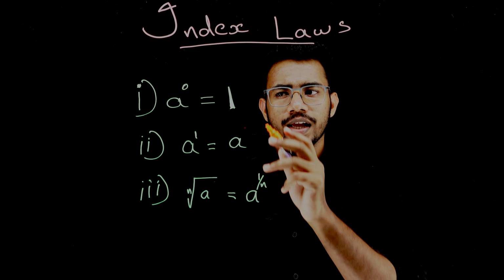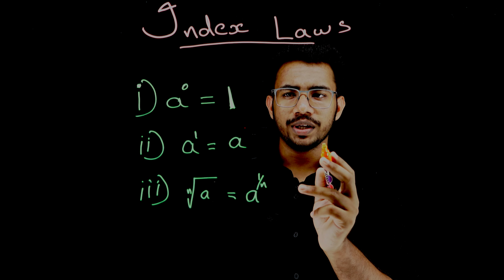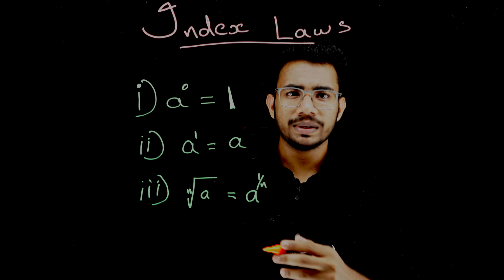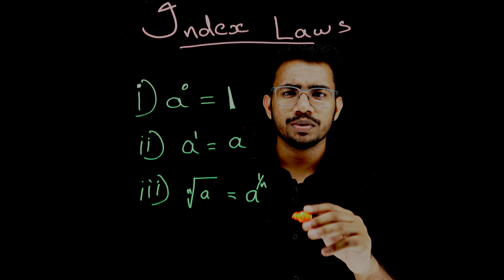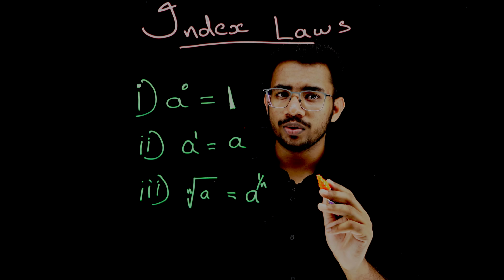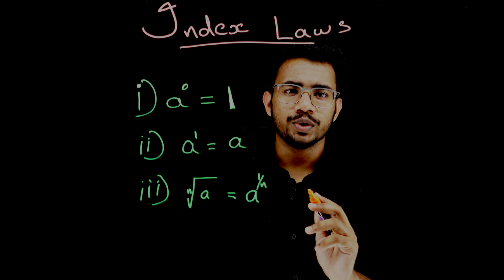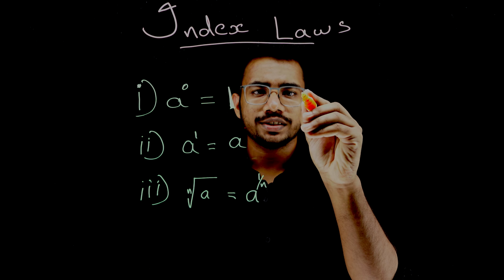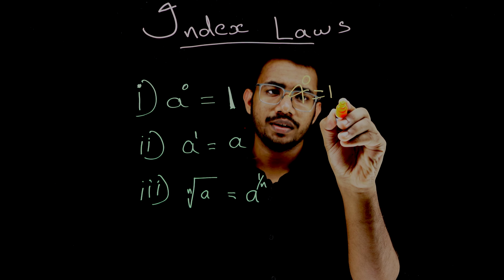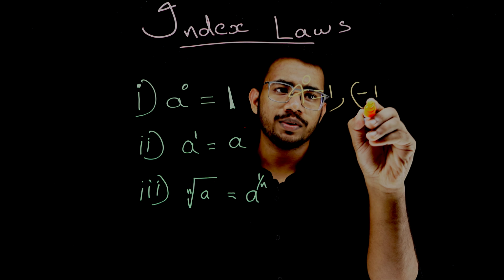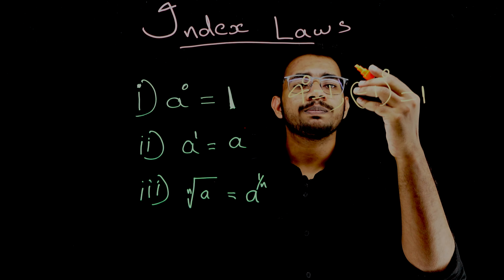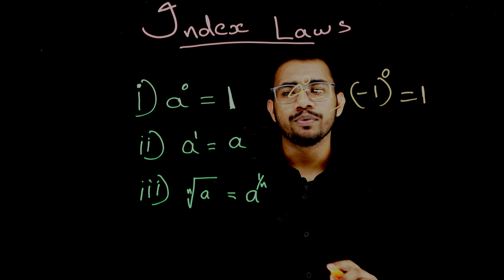The first one, a to the power of 0 equal to 1. That means if I'm taking the power as 0, let it be any number, a positive number or a negative number, the answer will always be equal to 1. For example, 4 to the power of 0 is equal to 1. Another example, negative 1 to the power of 0 is also equal to 1. So any number to the power of 0 will always be equal to 1.